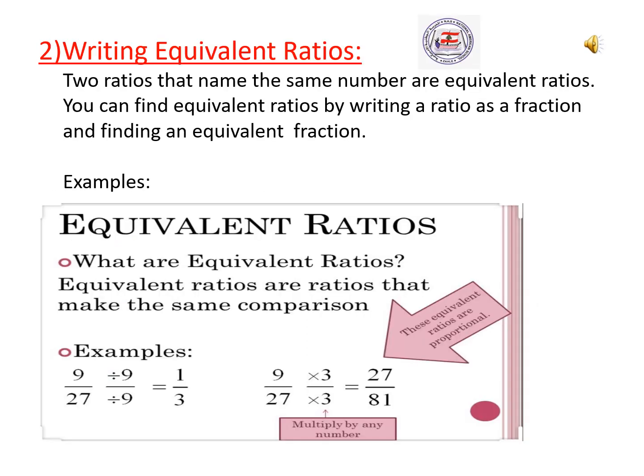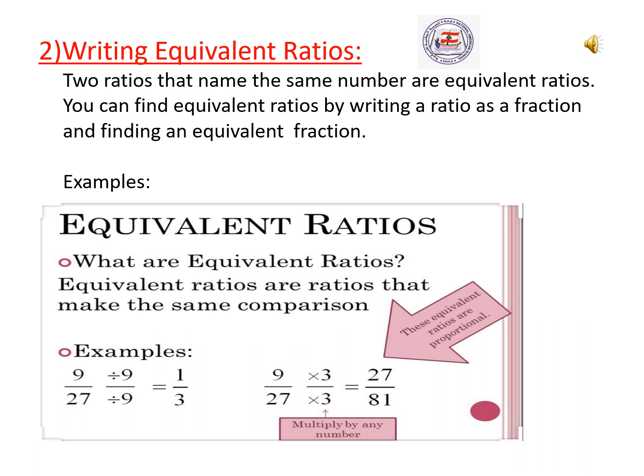Writing equivalent ratios. Two ratios that name the same number are equivalent ratios. You can find equivalent ratios by writing a ratio as a fraction and finding an equivalent fraction. Two ratios are equivalent if their corresponding fractions are equivalent, or if the quotients of the respective terms are the same. You can multiply the two terms of the ratio by the same number, or you can divide the two terms of the ratio by the same number.